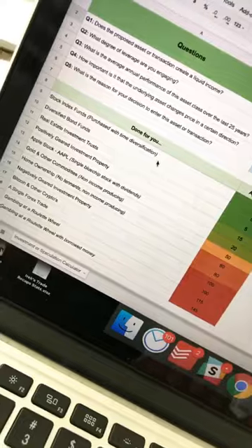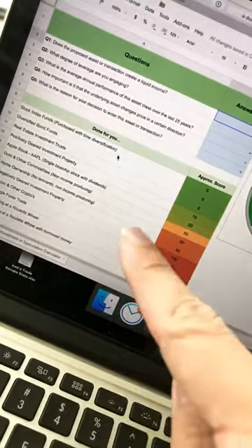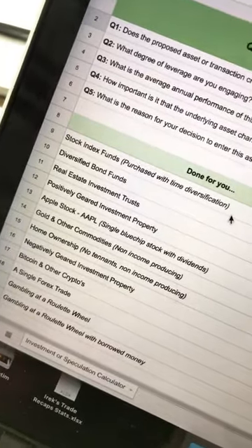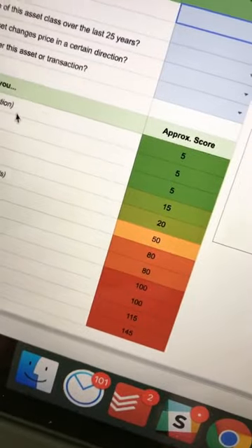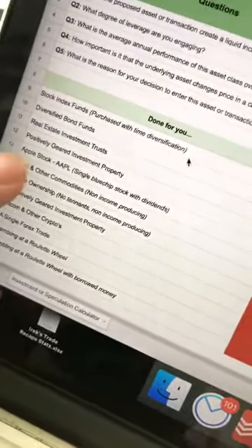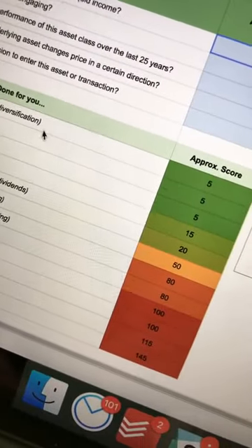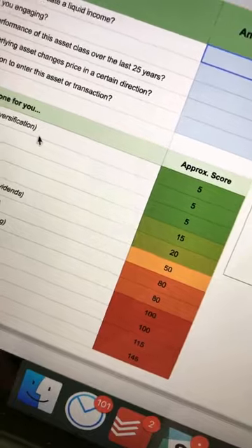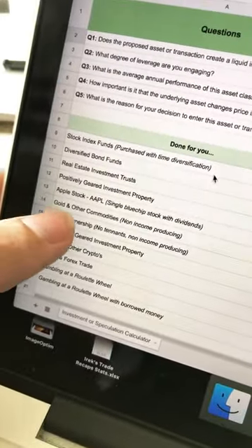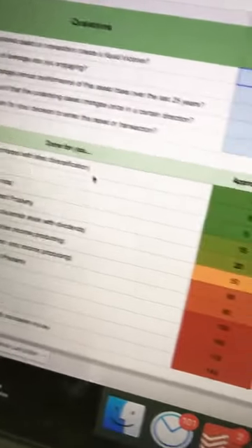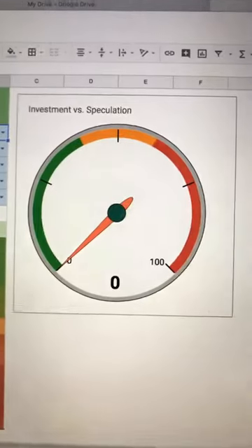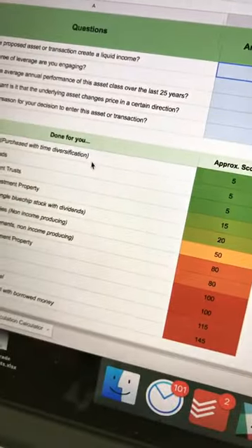So here's a list that I've already done for you. You have here your stock index funds, your bond funds, and your REITs, which are very good investments. They're 5. And then you go down the list to, say, Apple stock, which is a single blue chip stock with dividends that pulls a 20. So it's still an investment. By the time you get down to gold and other commodities, which are non-income producing, we're talking about a 50. We're middle ground with gold because it doesn't generate an income.